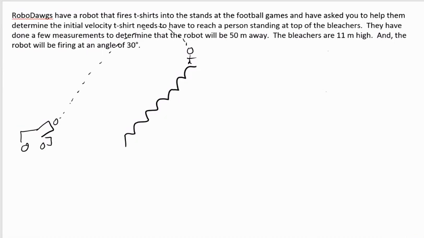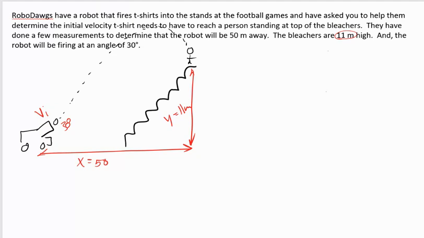What we know, the measurements that they've taken, is we know that there is an X distance: the cannon is going to be placed 50 meters away from the person that's standing on the top of the bleachers. We also know that the bleachers are 11 meters high. So we know this Y value here, that the Y is equal to 11 meters. I'm going to leave it positive because remember the t-shirt's going to land 11 meters higher than it started from. And we know that the cannon is set to fire at 30 degrees. What we want to find out then is what is that initial velocity the cannon has to fire at in order to get to that value.